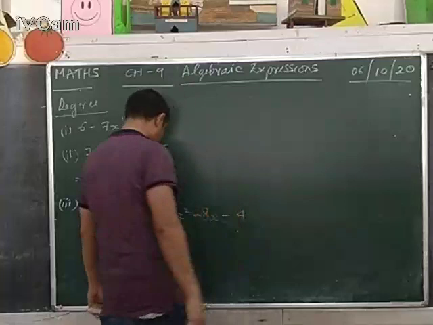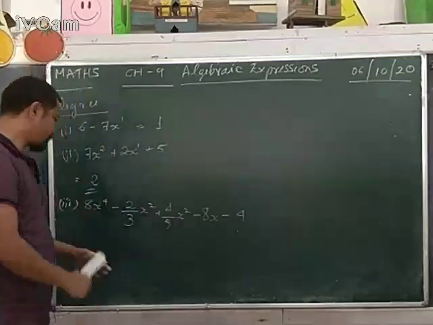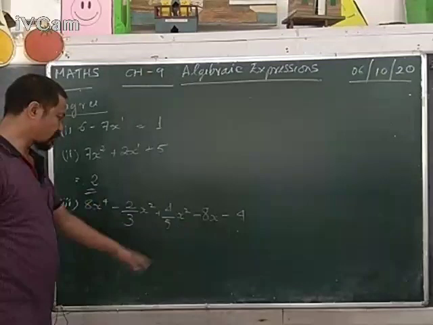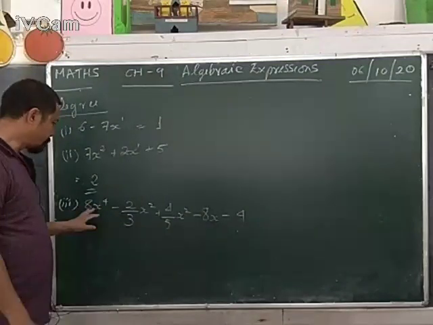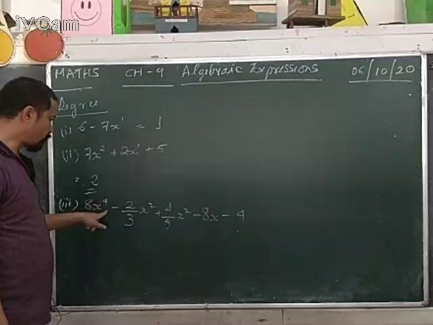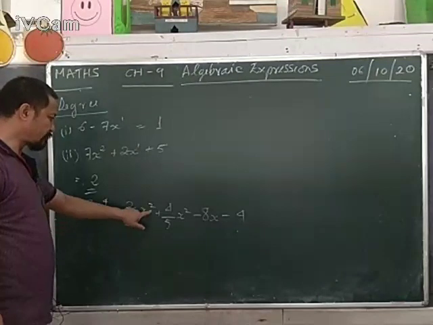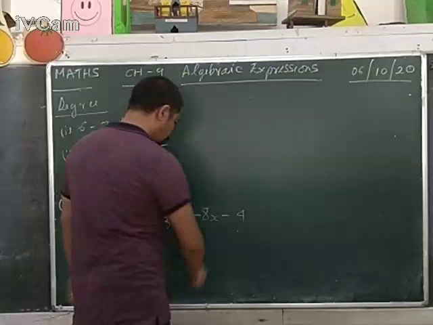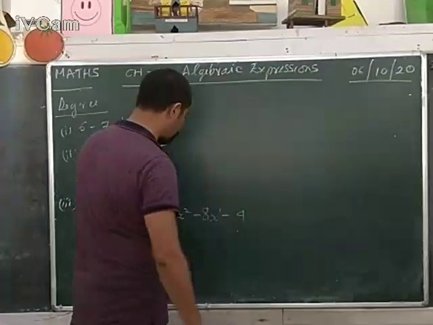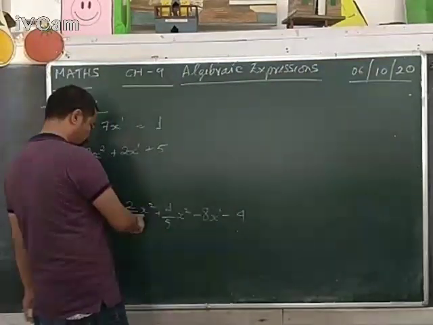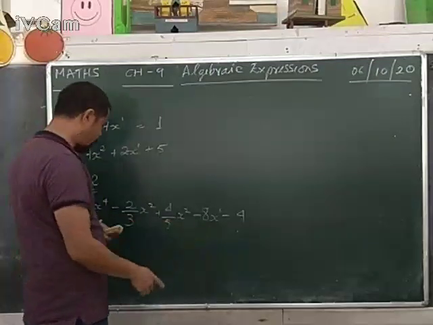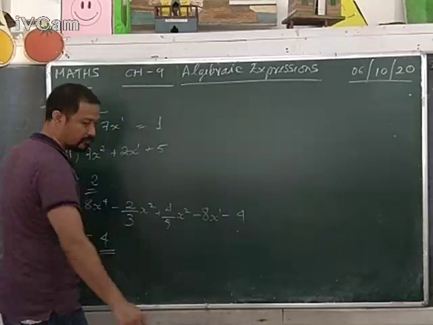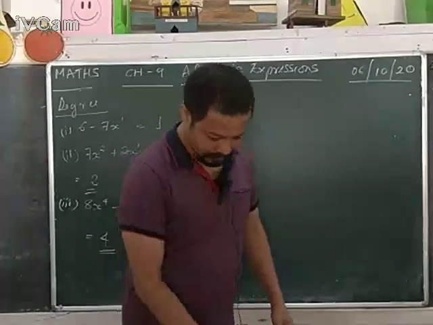Now look at this. Forget the numbers, look at only the variables. Forget the constants. Now 8x to the power 4, 2 by 3 x to the power 2, 4 by 5 x to the power 2. The power of this x is 1, the power of this x is 2, this is 2, this is 4. Which is the greatest one? Obviously 4. So the degree becomes 4. That's the way we do it.